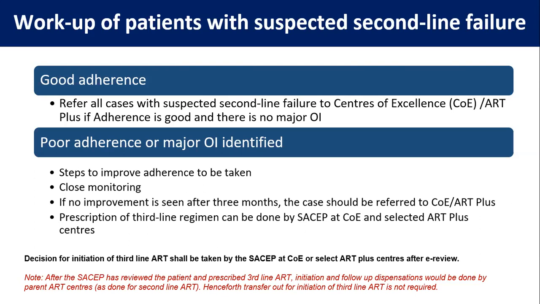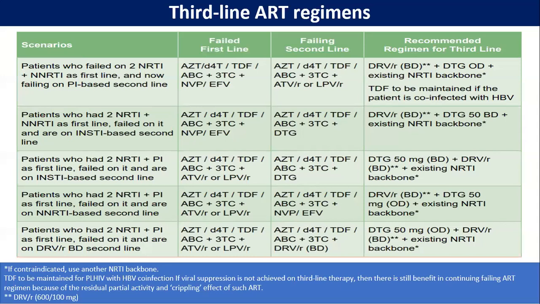After the SASAP has reviewed the patient and prescribed third-line ART, initiation and follow-up are to be done, and dispensation of ART is to be done, by the parent ART center. Unlike previously, when we used to refer the case to the COE for 6 months for ART initiation and follow-up, nowadays we can start the patient on ART in the parent ART center and follow up with regular feedback to the SASAP.